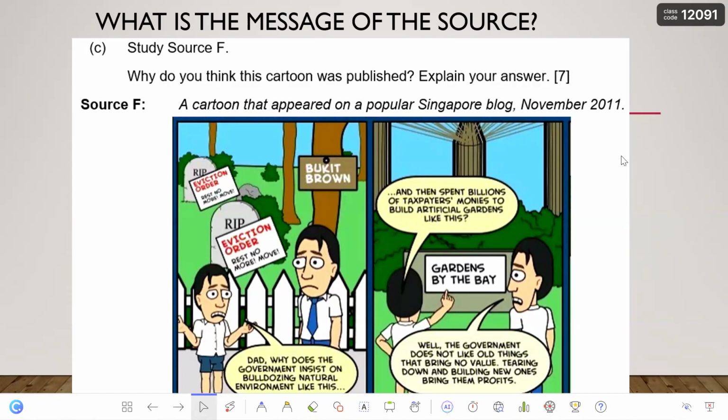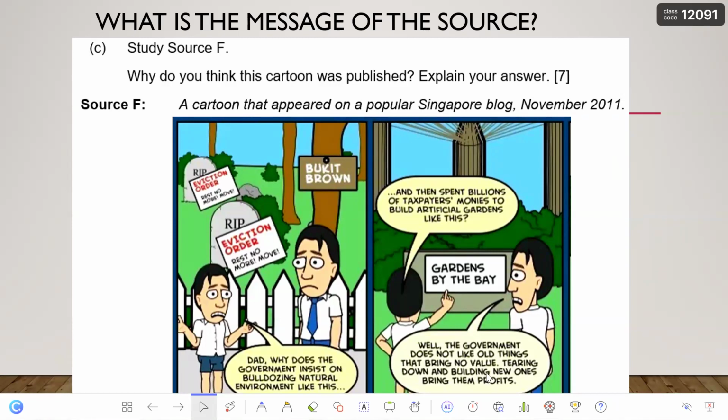And if you know, Bukit Brown Cemetery is a place that contains a lot of historical graves, a lot of Chinese graves from the past. So what is this source trying to say? Is it supportive of the proposed action, or is it opposed to the proposed action? So how do we determine the message of the source?